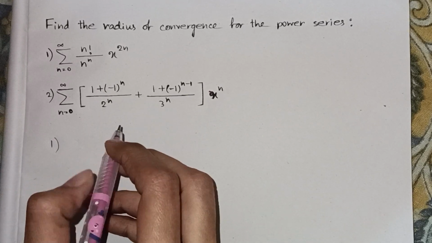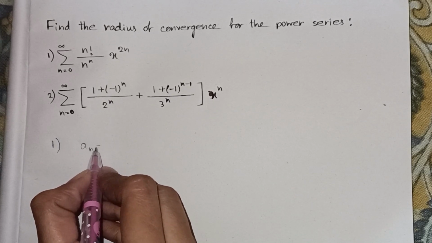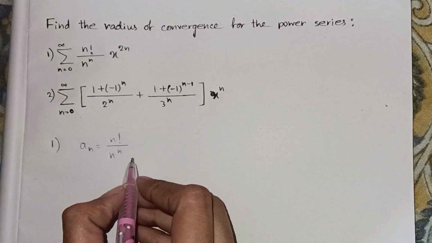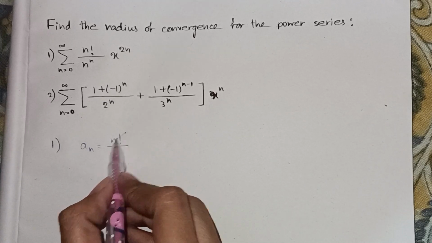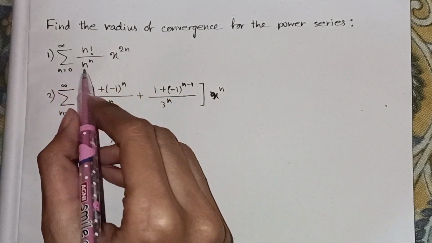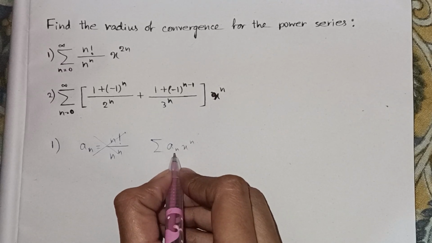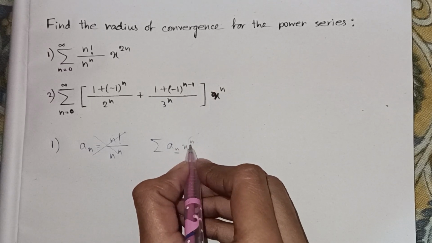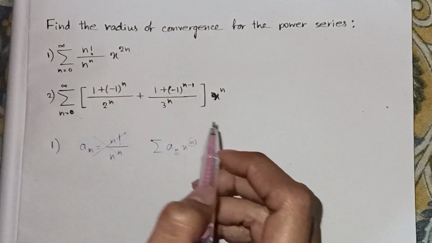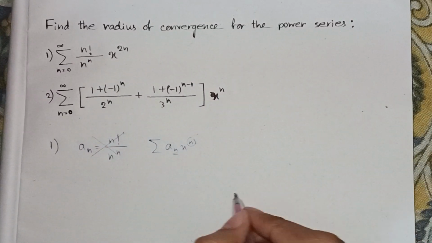Here, notice what you write. a_n is equal to n factorial over n to the power n, isn't it? But this is incorrect. You don't write it. Why? Because if you equate this series with this one, a_n x to the power n, see the suffix of a is the same as the power of x, but here the power of x is 2n. So this is the coefficient a_2n, not a_n.